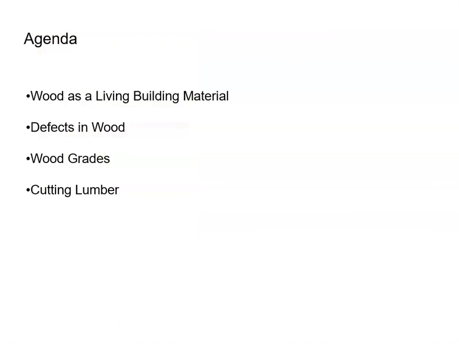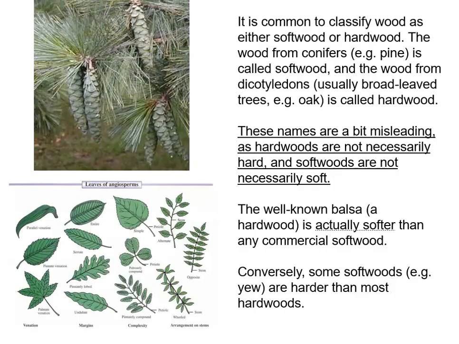In this first introduction, we're going to start at the very beginning and talk about wood as a living building material, very different from steel and concrete, for instance. We'll talk about defects in wood, or the natural properties of wood that could potentially lead into defects, wood grades, and the cuts of lumber.